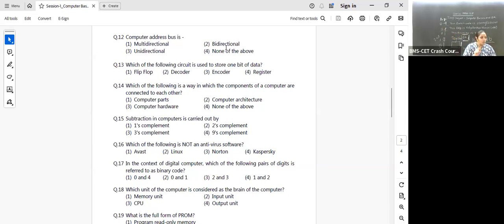So what is the rule of subtraction? The first thing is that first it has to be converted into ones complement. Suppose I have a number, say 1010. First you convert it into ones complement, so what will it become?